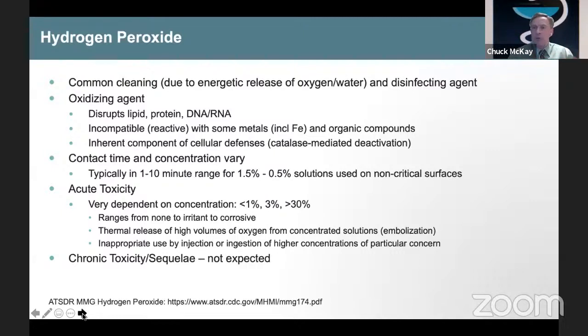The disinfection part of hydrogen peroxide use is through its generation of hydroxyl radicals and acting as an oxidizing agent within the cell itself, or at the lipid membrane or wall, to disrupt those components of the cellular function.